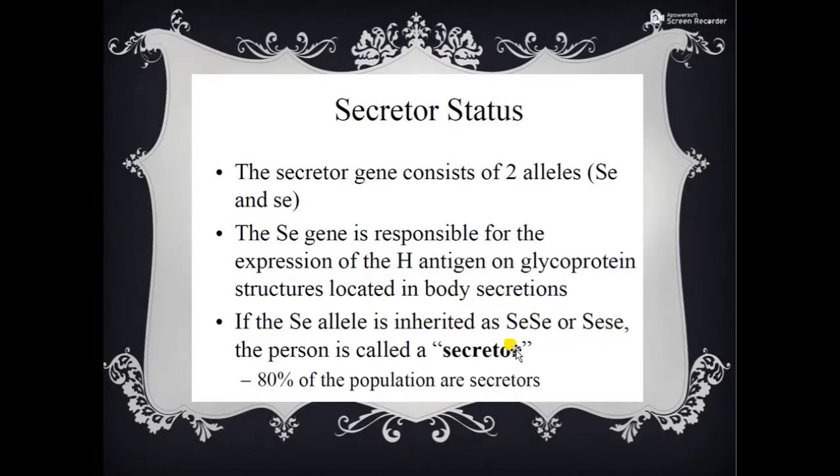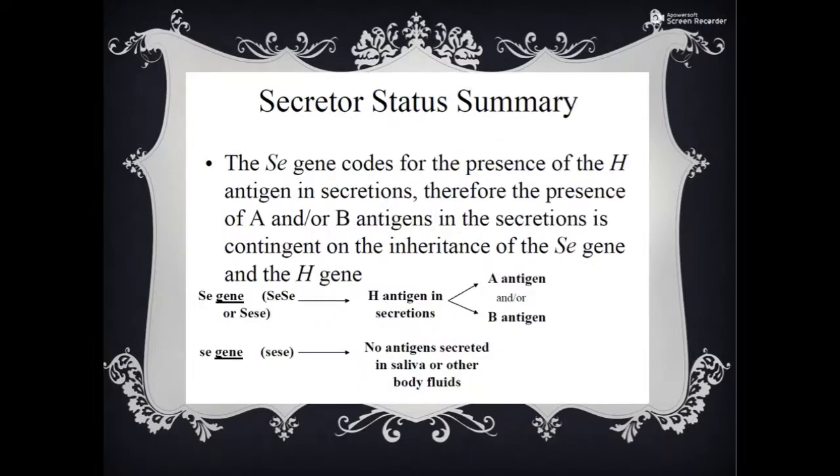So if you have a capital Se allele, then all your body fluids will contain the ABO antigens. And if you have the other phenotype, the small letter se, you will not have them. If you have the small letter se gene, no antigens will be expressed in the saliva or the body fluid. Now, why do I have to mention this over here?